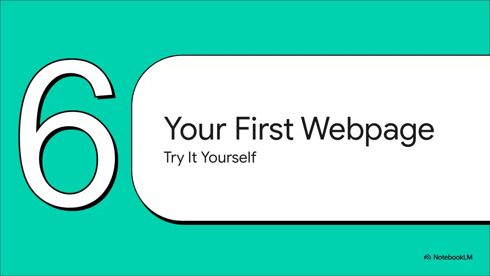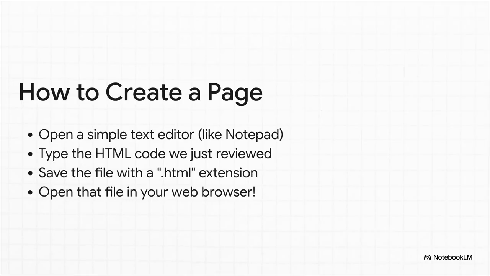And you know what the best part is? You have everything you need to create this exact web page right now, on the very computer you're using. You don't need any fancy or expensive software at all. I'm serious. Just open a basic text editor like Notepad on Windows or TextEdit on a Mac. Type out that HTML code we just looked at, then just save the file as something like mypage.html, that .html part is the key, and then just double-click it. It'll open right up in your browser. And that's it. You've made a web page.